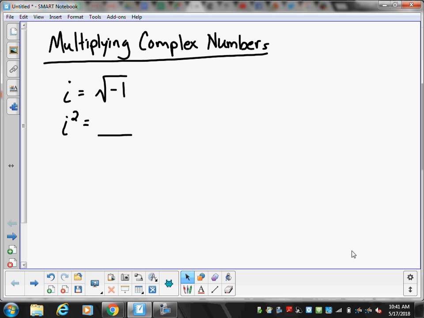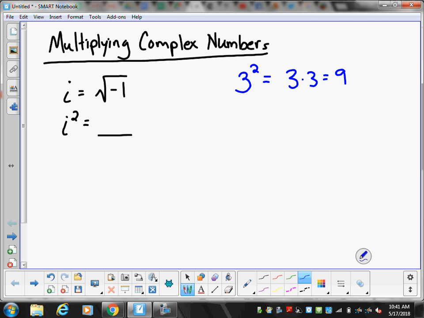So, multiplying complex numbers. First off, you have to remember what i is, and then how to square things, because one of the things we're going to be doing today is multiplying i times i. Let me look at a couple of examples real quick. How do you find 3 to the second power? What do you do? 3 times 3, which ends up being 9.